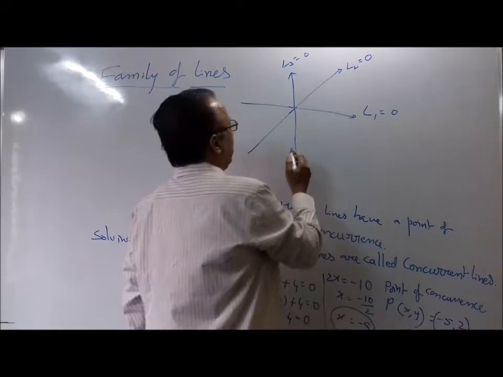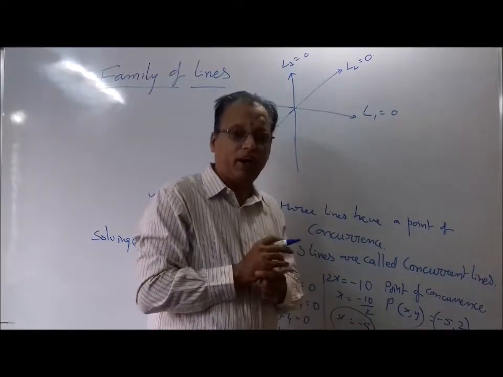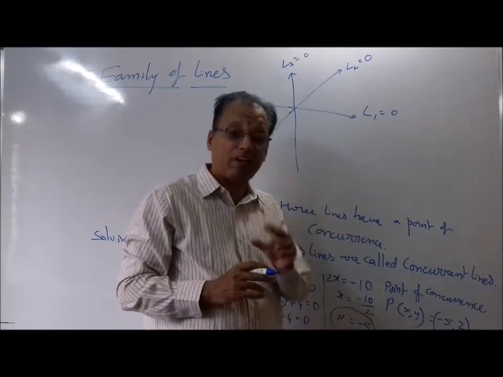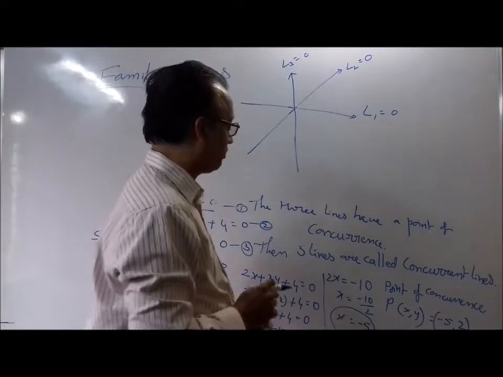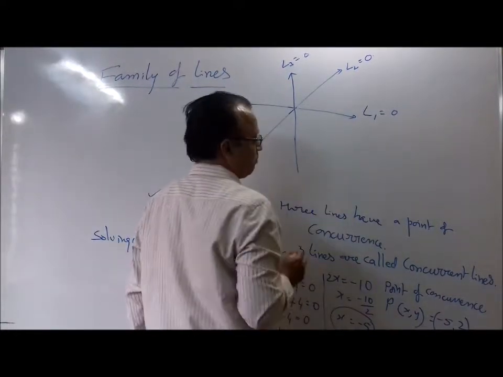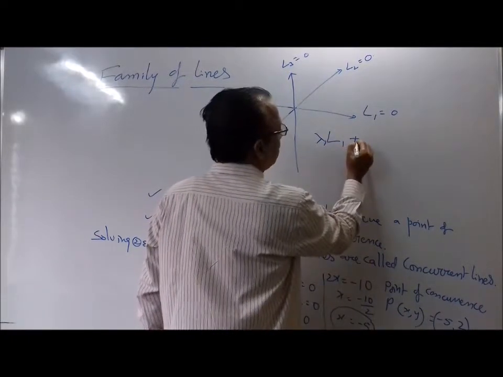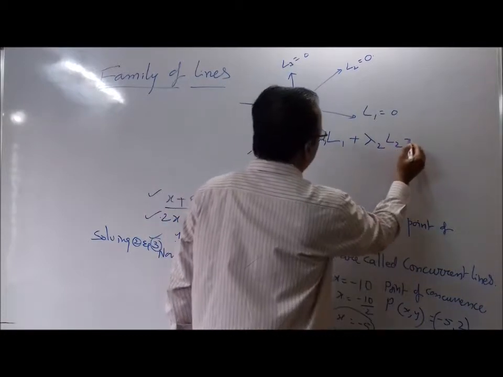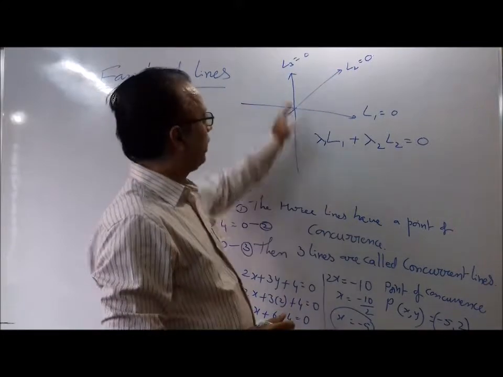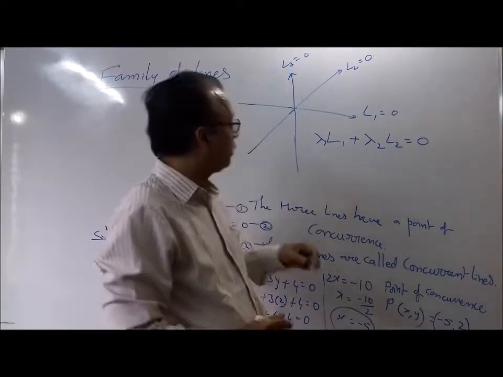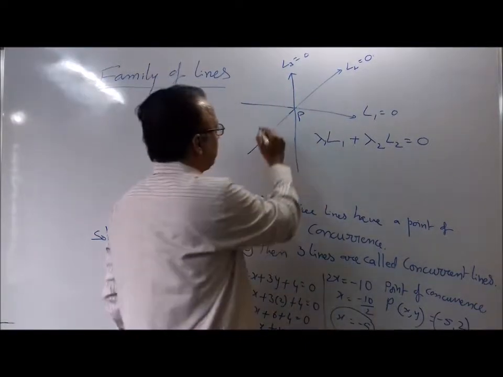Now I can say if more than two lines exist passing through the same point, then we can say they represent a family of lines. That is, they can be represented as lambda 1 L1 plus lambda 2 L2 equal to 0. Because the third line is like this, you can say the fourth line passes through the same point P, like this.